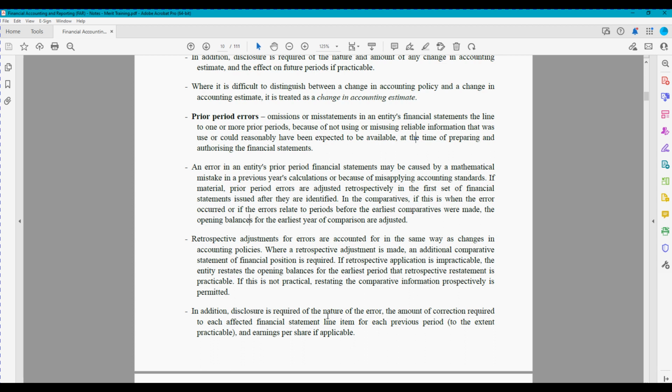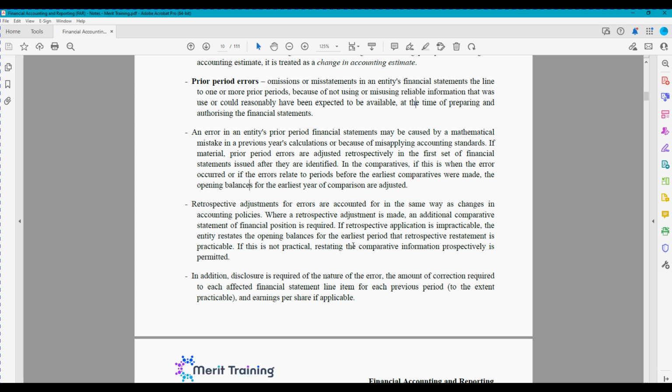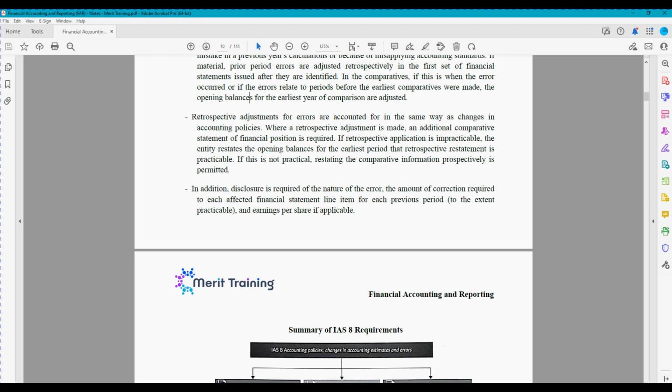Retrospective adjustments for errors are accounted for the same way as changes in accounting policies. So when a retrospective adjustment is made, an additional comparative statement of financial position is required. If a retrospective application is impracticable, i.e. it's not really practical to do, the entity just restates the opening balance for the earliest period that the retrospective restatement is practicable. Furthermore, you also need a disclosure of the nature of the error, the amount of the correction, which financial statement line it impacts, and earnings, and the impact on earnings per share if applicable.